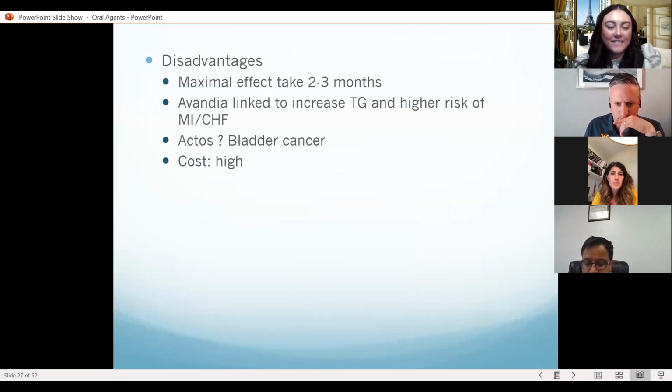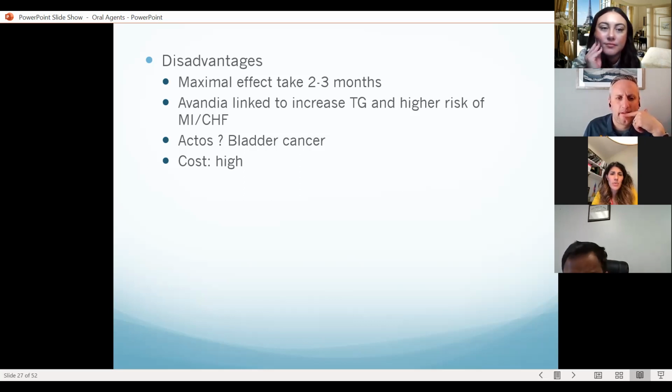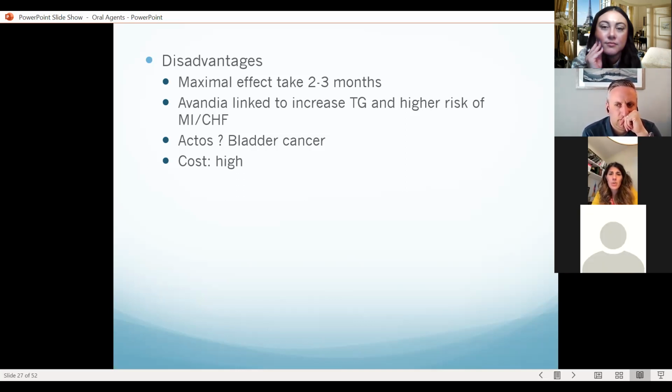Next slide, please. So one of the things about these drugs is they do take quite a while to take full effect, so 2 to 3 months. Avandia was linked to an increase in triglycerides and a higher risk of MI or CHF. That was detailed by Steve Nissen somewhere in the early 2000s, maybe like 2008. So Avandia was taken off the market. We still have Actos on the market, and I often get the question about bladder cancer on that, and I'll go through a journal club in the next slide about that. And then the cost can be high.